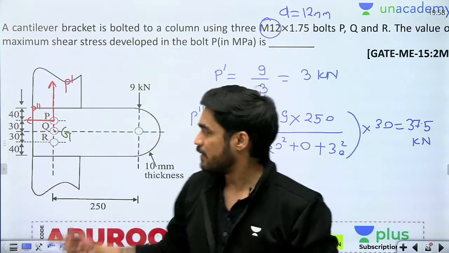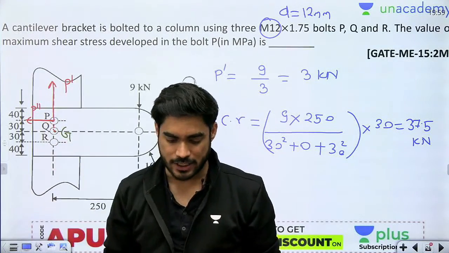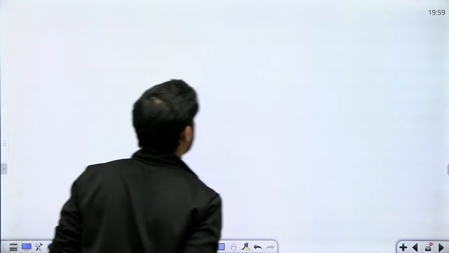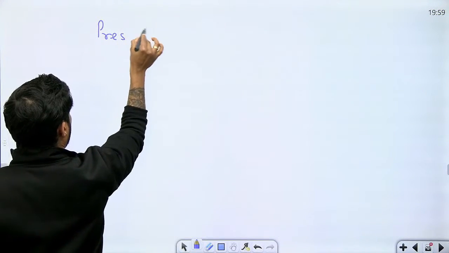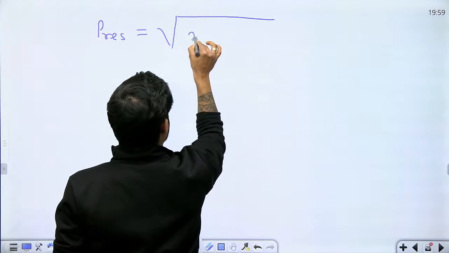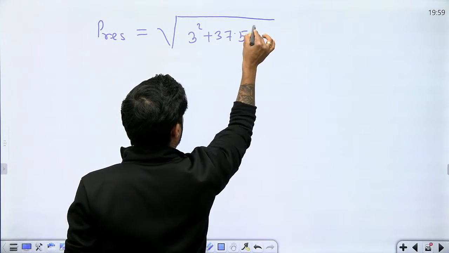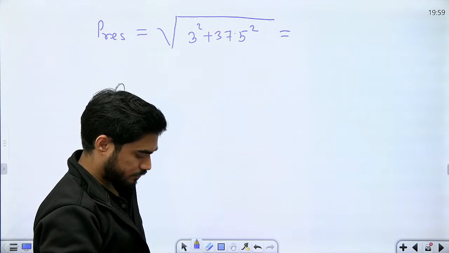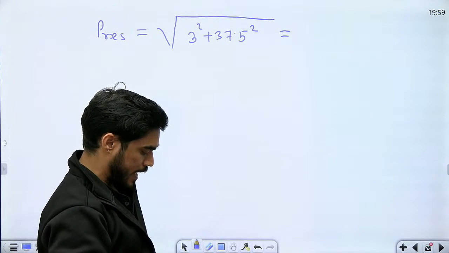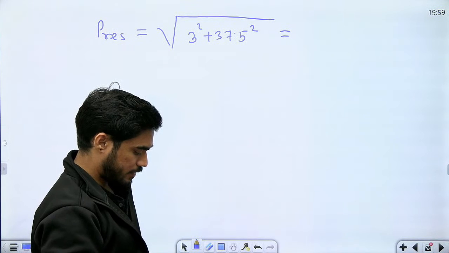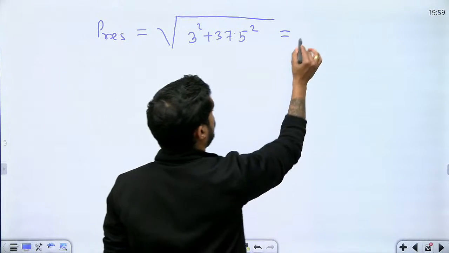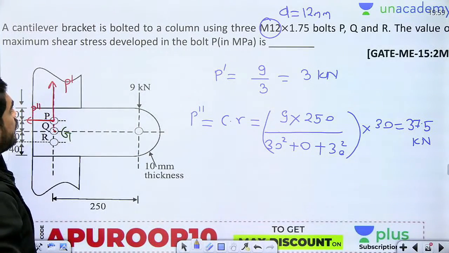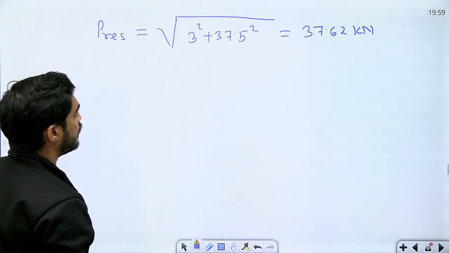Now if the primary force and secondary force are perpendicular to each other, how will we find their resultant? P resultant will be equal to root over 3 square plus 37.5 square. So what is the resultant? It is 37.62 kilonewton. Yes. So beta, 37.62 kilonewton is the resultant force.